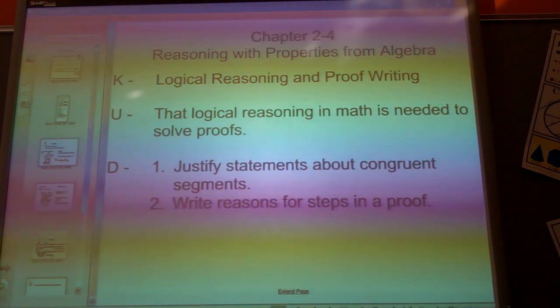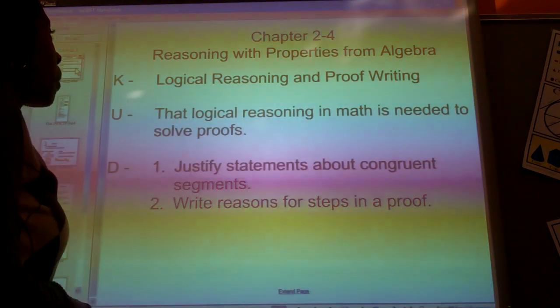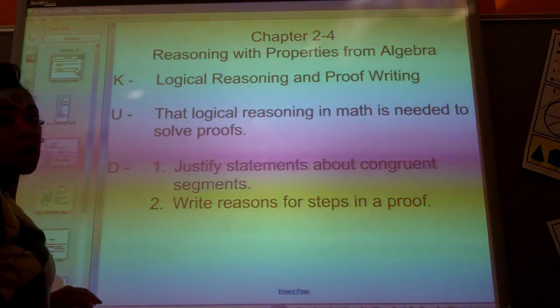This is Chapter 2-4, Reasoning with Properties from Algebra. Please copy your codes.